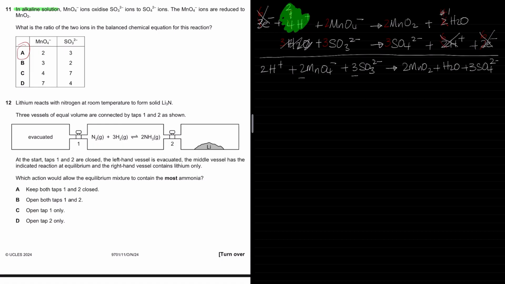Since we are balancing in an alkaline solution, we must remember that we can't have H pluses lying around, because in an alkaline solution, you have an excess of OH minus. And so to balance the H pluses, we will add OH minus in. So to this side, we're going to add 2 OH minuses, and to this side, we're going to add 2 OH minuses.